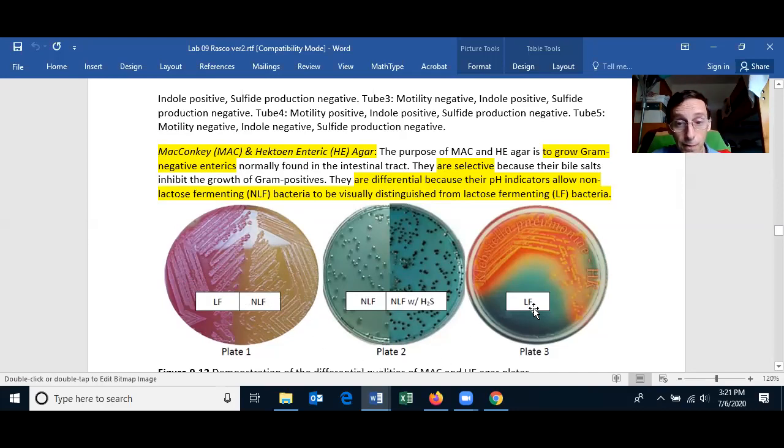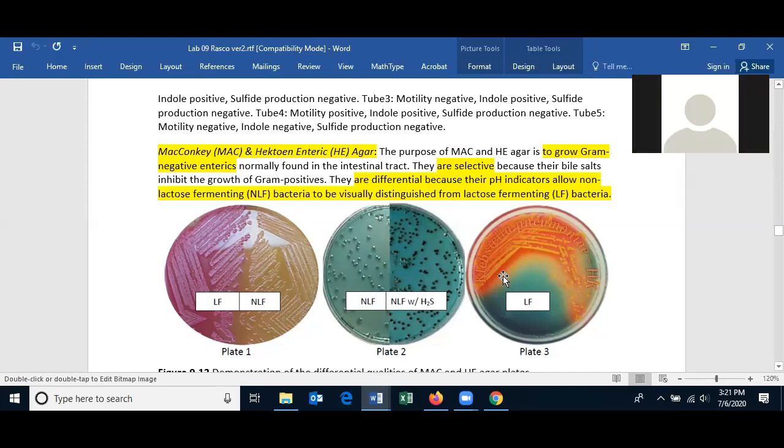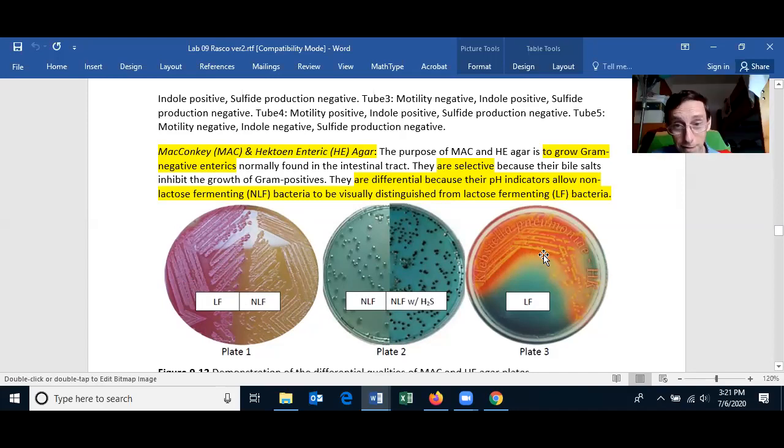You can do that also on the HE agar if they're fermenting lactose. What color do you say that is? Yellow, red? Yellow or orange, something like that. If it ferments lactose, it'll be that color. And if it doesn't ferment lactose, it will be a normal color, or this black color, meaning it's not orange, all right?